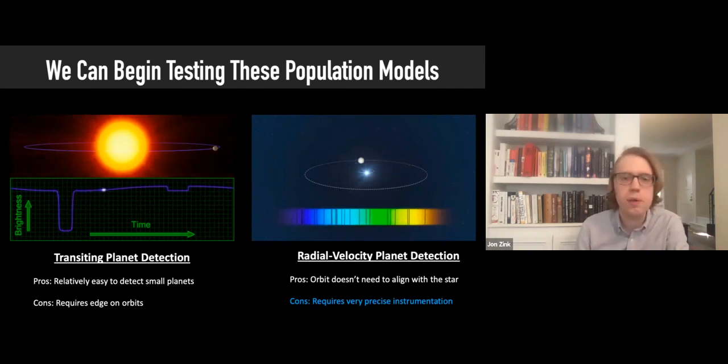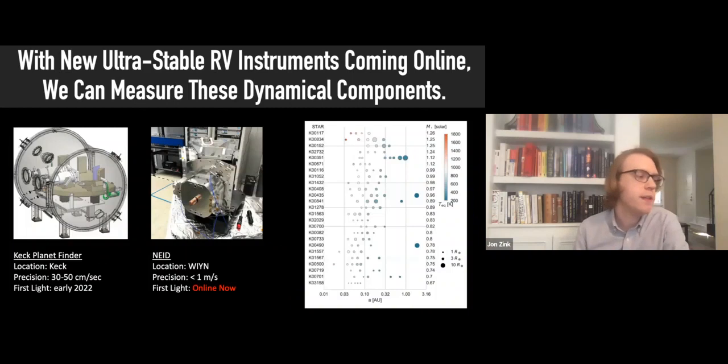Furthermore, there are some really exciting instruments coming online in the near future that are going to make this even easier. With the Keck Planet Finder coming on in early 2022, and the NEID, which is essentially coming online immediately, these two high-precision RV instruments are really going to enable us to do these finer dynamical measurements.